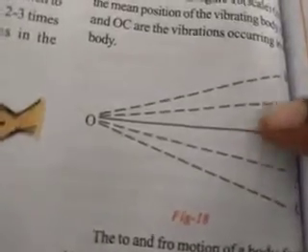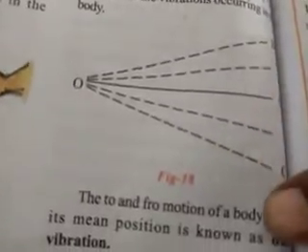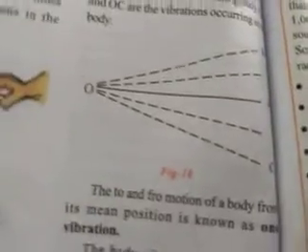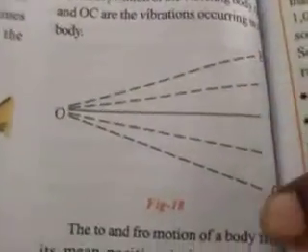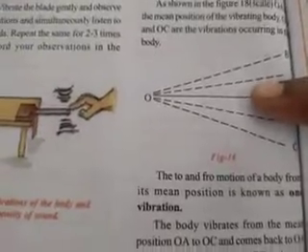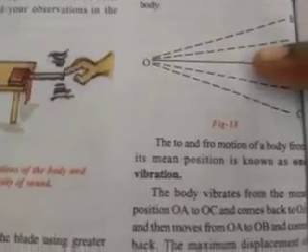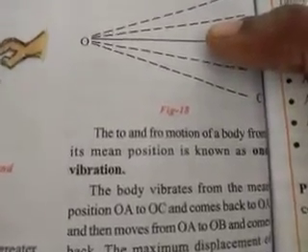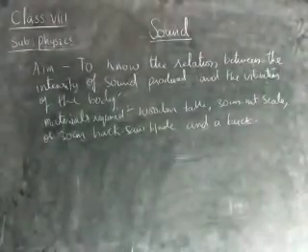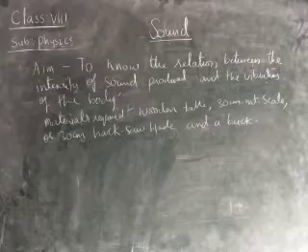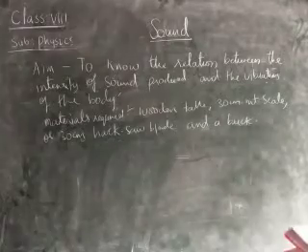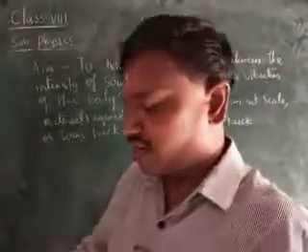Vibrating up to B, coming to C, again coming to A, completes one vibration, children. One vibration is moving from A to B, A to C and C to A. If the vibration is moving like that, then we say it completed one complete vibration. The to and fro motion of the body from its mean position is known as one vibration. The to and fro means the movement up and down.